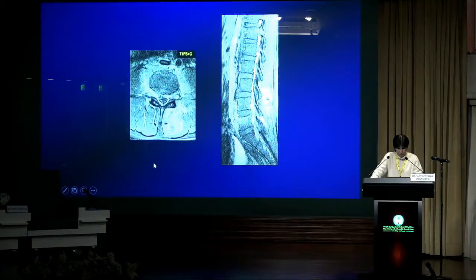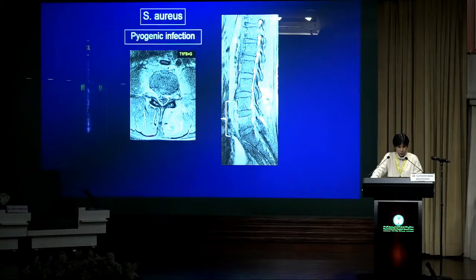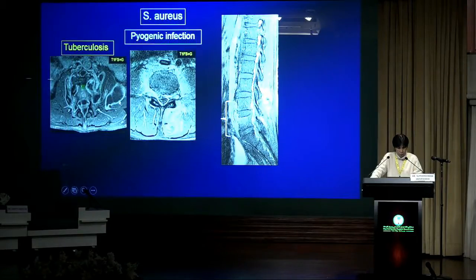How about this patient? Ill-defined paraspinal signal. Involvement of the muscle around the facet joint, which can be seen in axial and sagittal scans, and subligamentous spreading for 2 levels. This is pyogenic infection caused by Staph aureus, and you can compare between the 2 diseases.